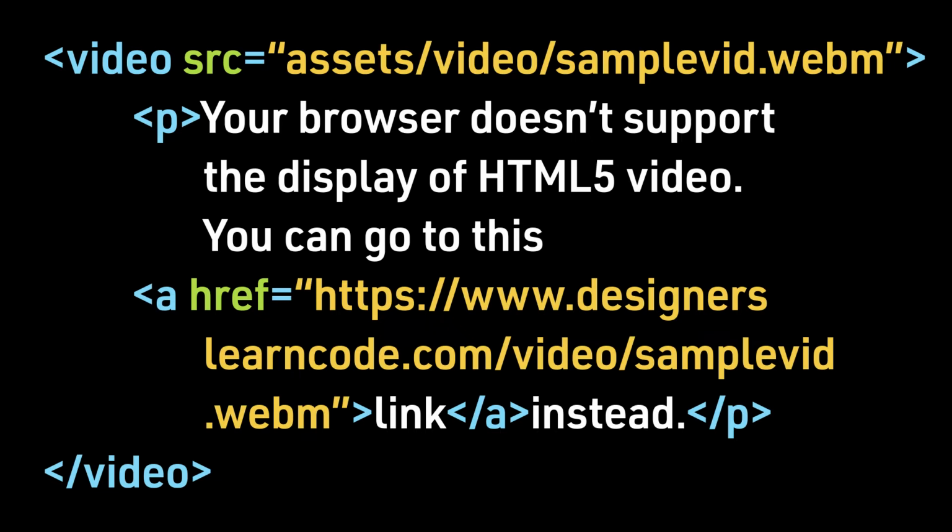So in this example, the browser will use the source attribute to go into two different folders, assets and video, to find the samplevid.webm video and display it on our browser.